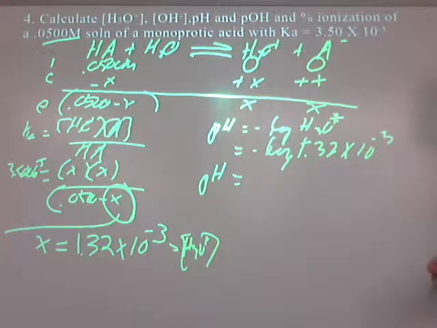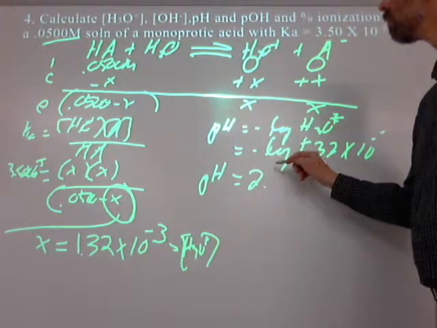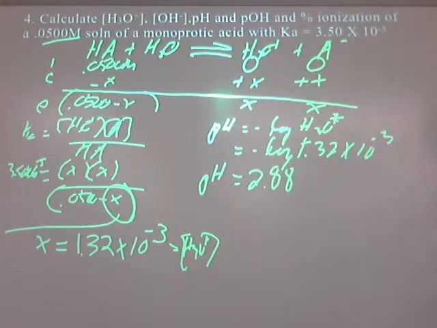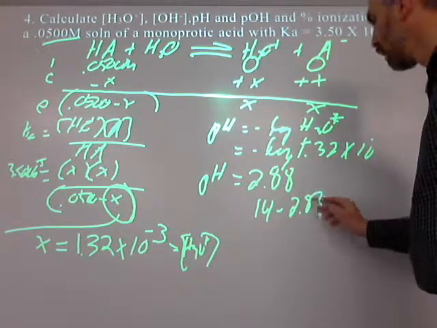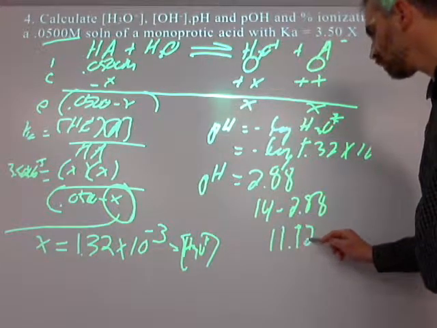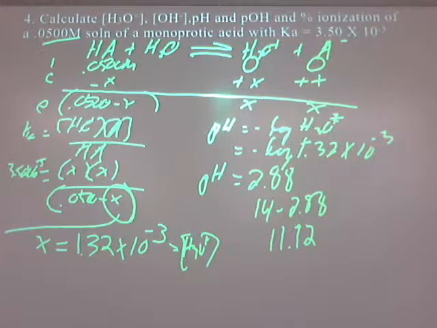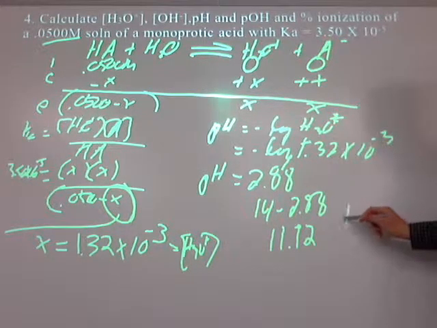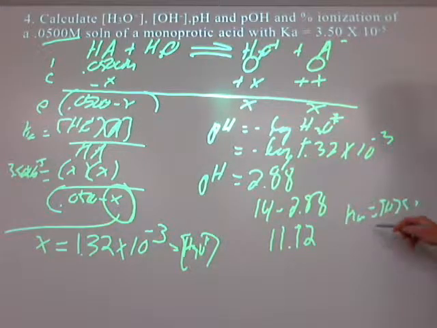What's the pH? 2.88. Okay. And pOH would be 14 minus that, which is what? 11.12, right? Okay. So I got pH, I got pOH, I got hydronium. And hydroxide, how would you get hydroxide? You have to do Kw equals hydronium times hydroxide. So for hydroxide, you can do that. And that will be the last one.